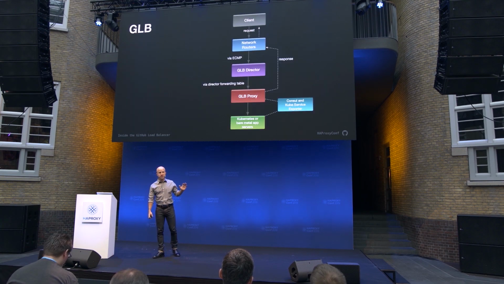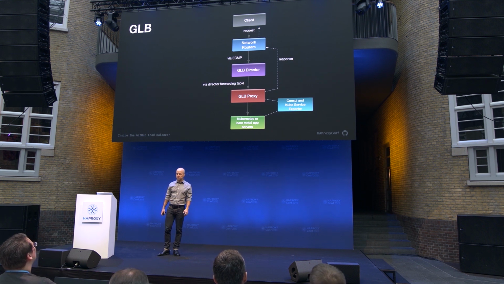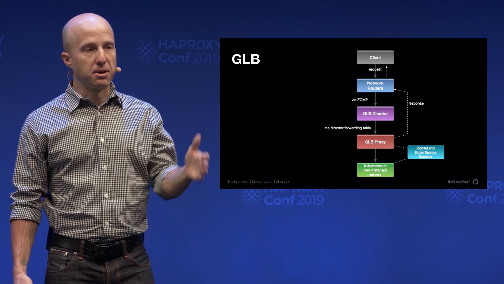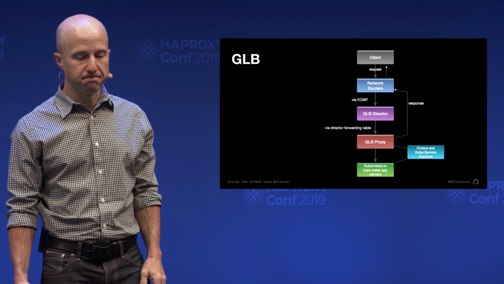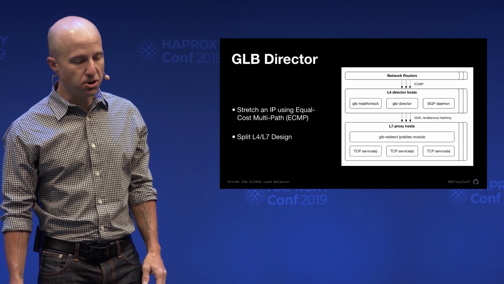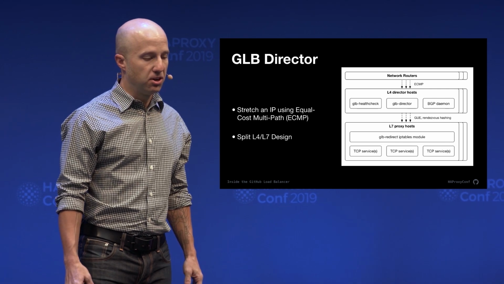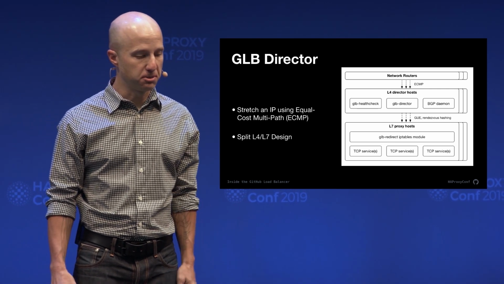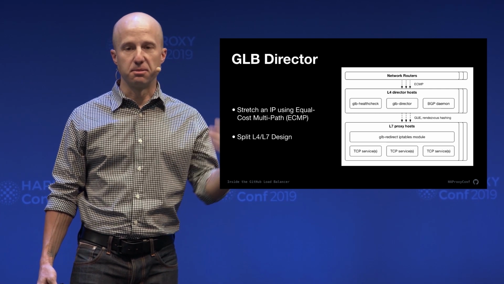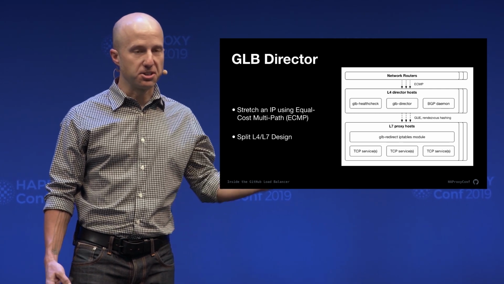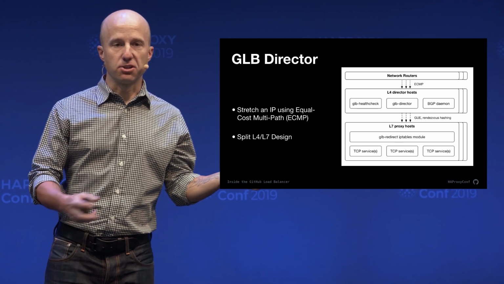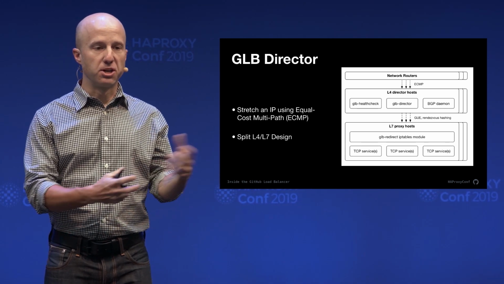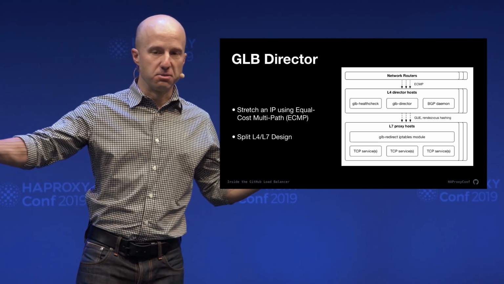So now we're going to dig into GLB itself. We're going to focus first on the director, and then everything about the proxy. To start off, we load balance a single IP across numerous servers using equal cost multipath. And exactly like the previous talk mentioned, it basically hashes a client for a specific IP across multiple machines. We call it stretching an IP across a lot of machines.